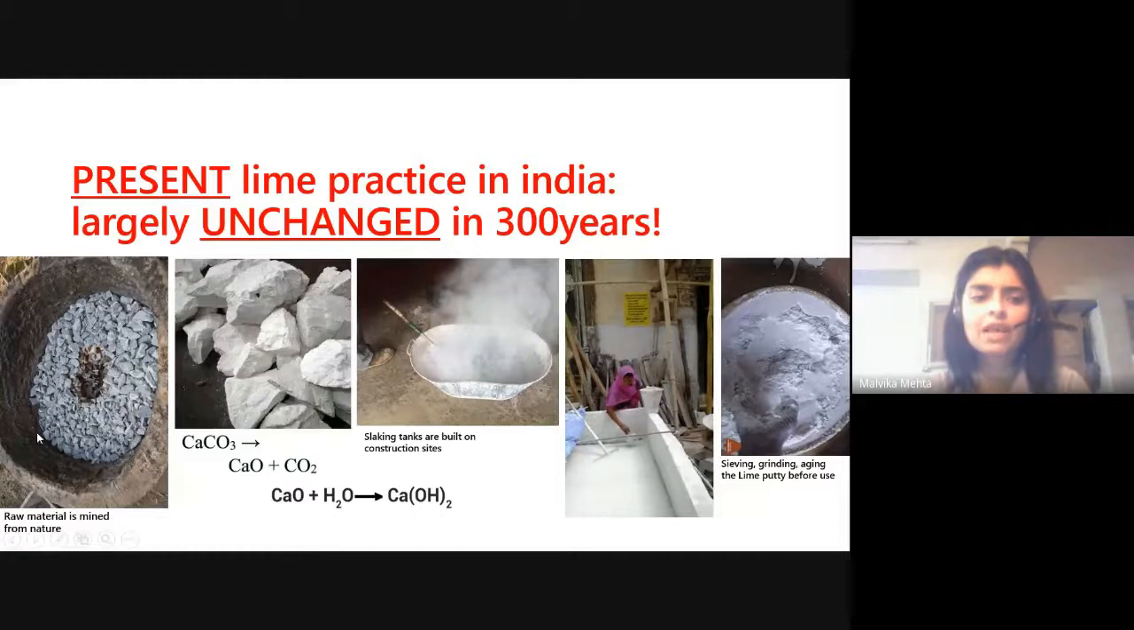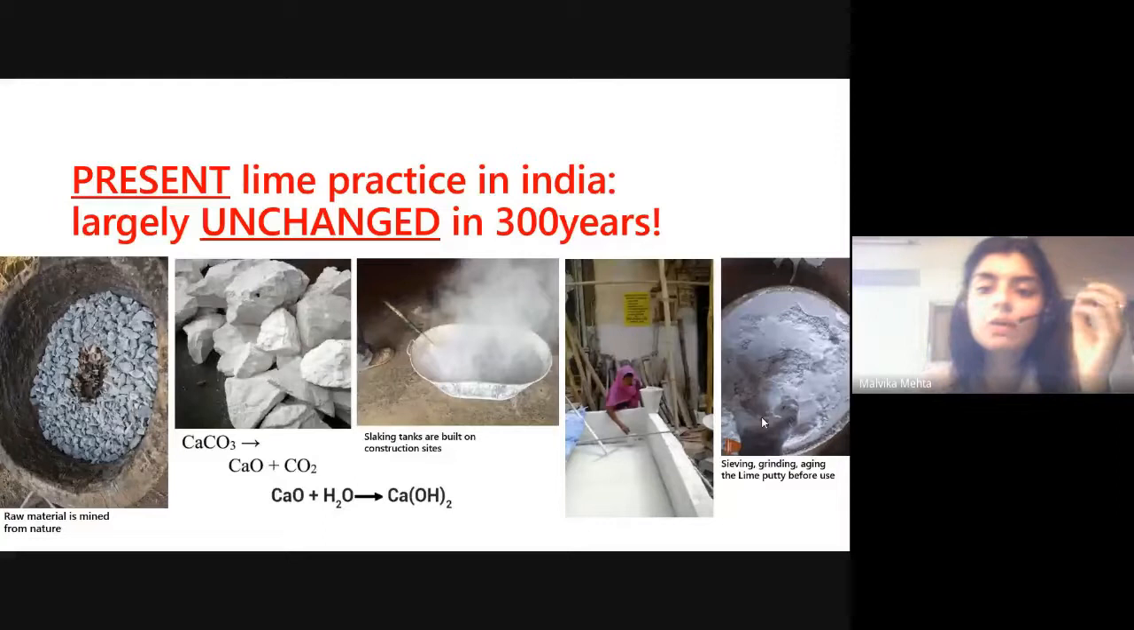We then feed this into a kiln. It's not done on site. Kilns are usually not built on site. So somewhere in a country kiln, and you get white rocks like this that come out of the kiln, which are called quicklime. Familiar to many of you. The quicklime is then brought to site, and we build slaking tanks such as these, where we plunge this quicklime into water, and what you see is a huge amount of steam, an exothermic reaction that happens. And as this cools, what is created is a lime putty, and this lime putty is the actual usable binder. Ideally, it should be sieved, ground, and aged before mixing, creating mixes and using it.